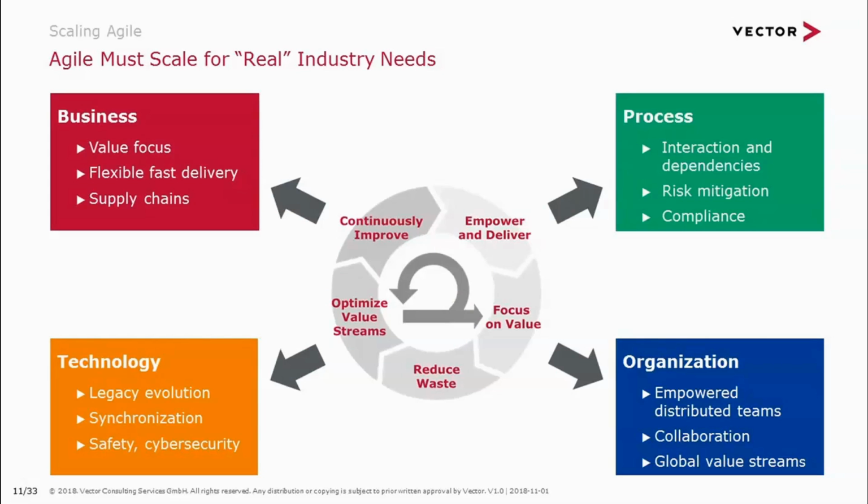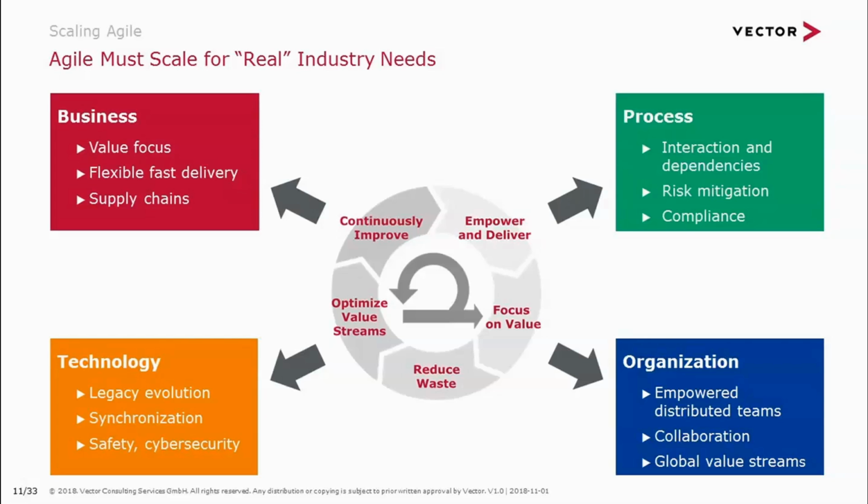Process means that we need to have often compliance, governance in our processes. We need to be prepared for risk mitigation, and we have a high amount of interaction and dependencies across different business processes. In terms of organization, Agile is typically centered around empowered teams.